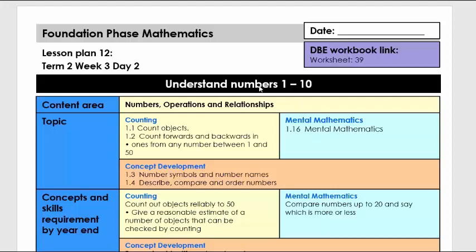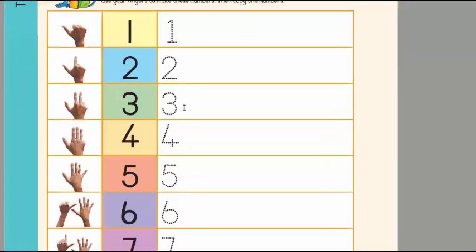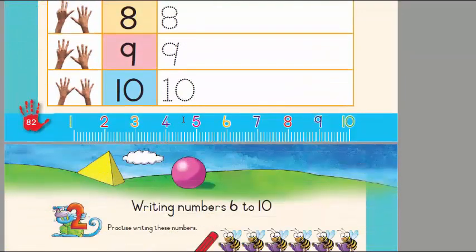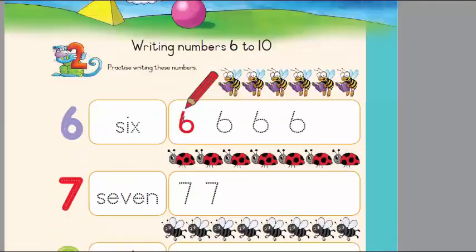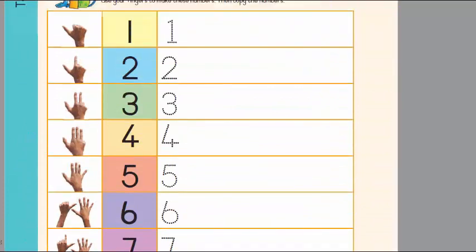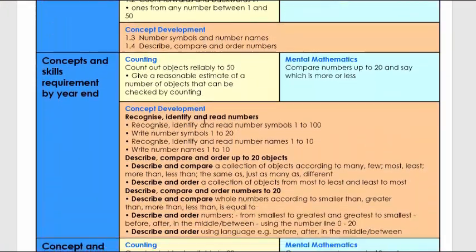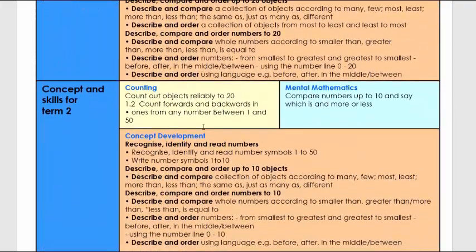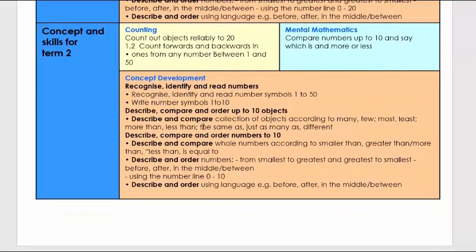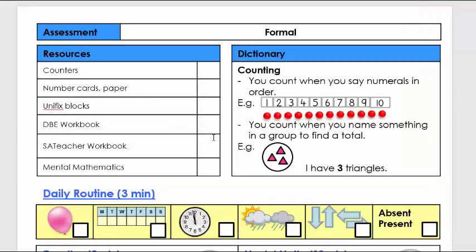Our topic is understand numbers 1 to 10, the focus on understanding, and it links to the DBE worksheet number 39. Just quickly going to show you worksheet 39. Then I'm going to go back to the lesson plan. And then here we have the links to the CAPS curriculum document, so you can have a look at that. And then here we're going to pause to see which resources we need.